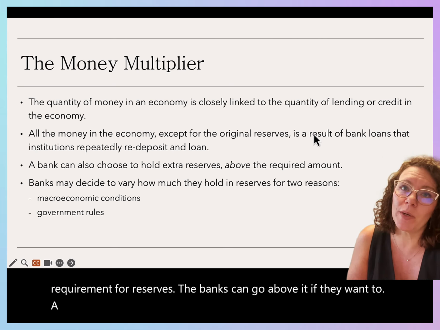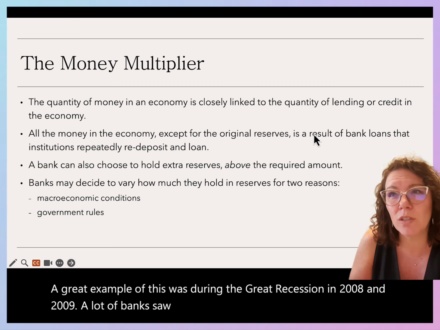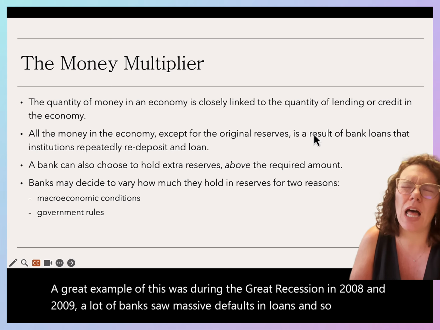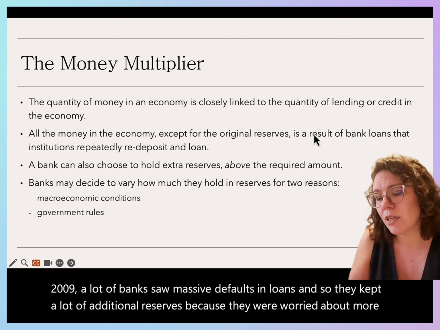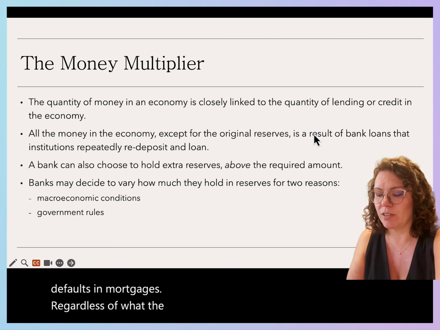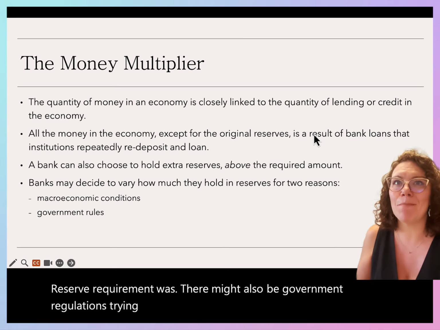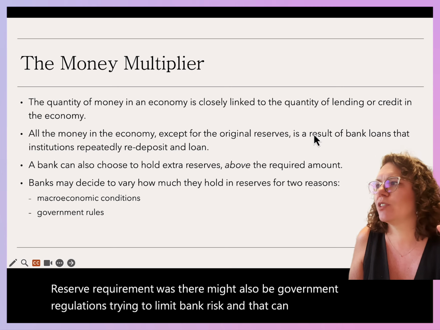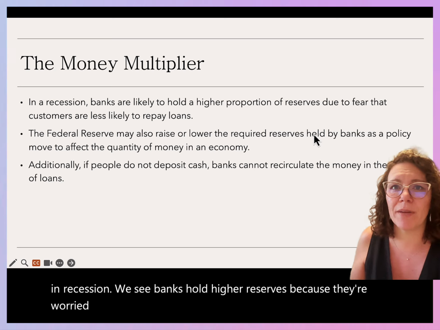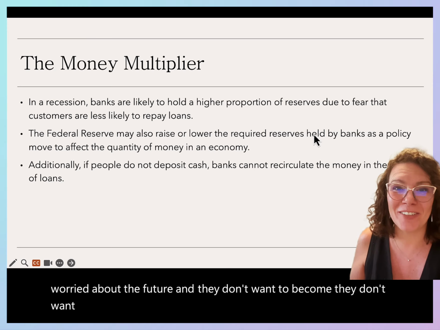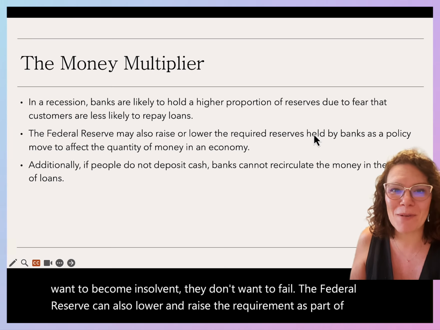A great example of this was during the Great Recession in 2008 and 2009. A lot of banks saw massive defaults in loans, and so they kept a lot of additional reserves because they were worried about more defaults in mortgages, regardless of what the Federal Reserve's reserve requirement was. There might also be government regulations trying to limit bank risk, and that can also affect reserves. In recession, we see banks hold higher reserves because they're worried about the future and they don't want to become insolvent. They don't want to fail. The Federal Reserve can also lower and raise the requirement as part of their monetary policy, which is why we're learning about this.